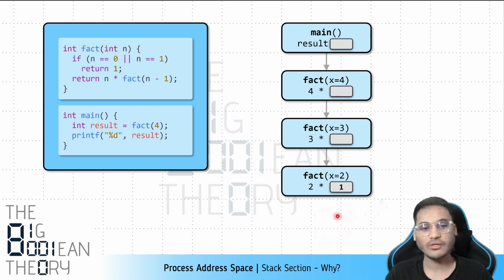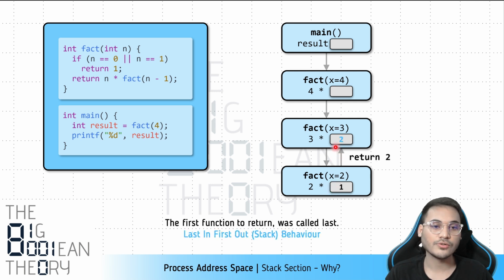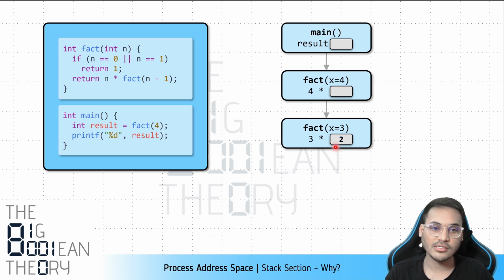When 1 factorial returns, we can calculate 2 factorial. 2 factorial will return the value of 2. Again, it is returning last. Now after 2 factorial returns, we can compute 3 factorial. 3 factorial will return the value of 3 into 2, which is 6.